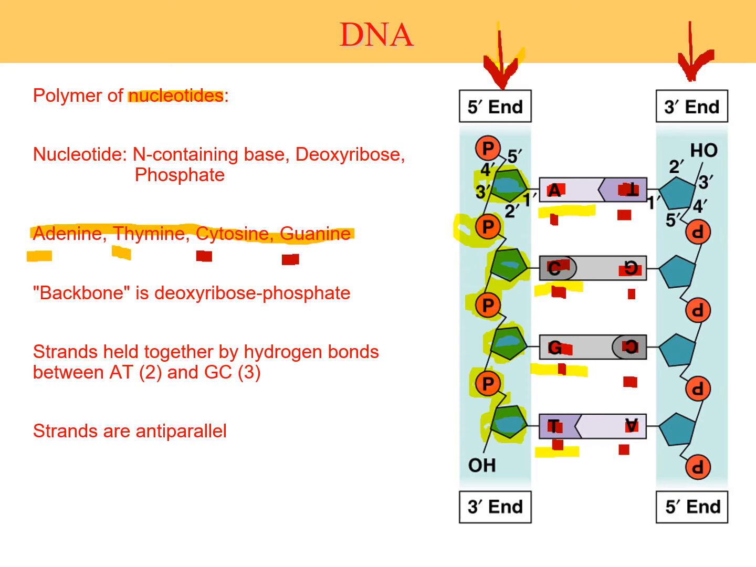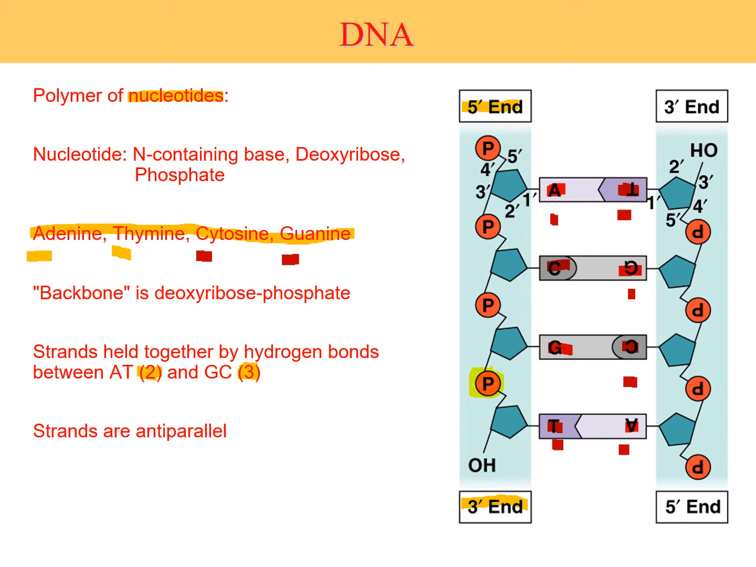The strands are held together by hydrogen bonding, hydrogen bonds. There will be always 2 hydrogen bonds between AT base pairs and 3 hydrogen bonds between GC base pairs. And the 2 parallel strands are arranged in what is called an anti-parallel conformation. They are anti-parallel always. And what that means is that you have always a 5' end and a 3' end for each strand. So there's a 5' end and a 3' end.